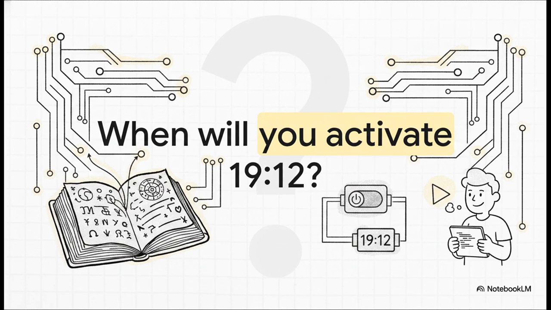Which leaves us with the ultimate question, doesn't it? The circuit is perfectly designed, the hardware is installed, the switch is wired and ready to go, but it requires an operator to actually run the code. So I'm asking you, the reader, the local execution node, when will you activate 1912?